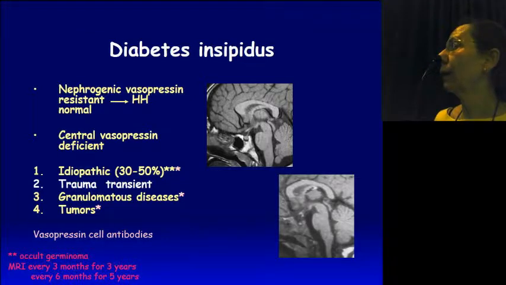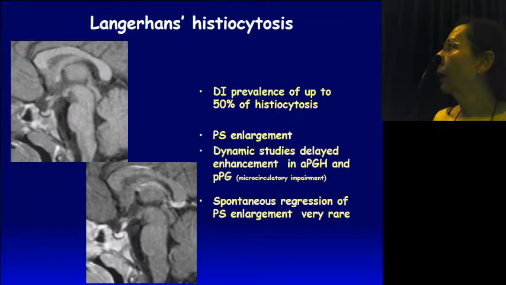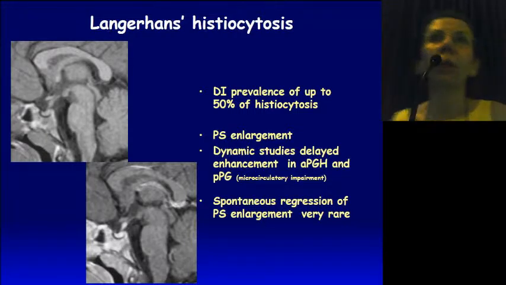Of course, diabetes insipidus may be secondary to a trauma or granulomatous diseases or tumors, which is associated with germinoma. So, Langerhans histiocytosis may be responsible for a diabetes insipidus, and diabetes insipidus is seen in over 15% of cases of histiocytosis. What we see is lack of high signal intensity of the neurohypophysis, the pituitary stalk is thick, and of course, after contrast administration, you have enhancement.